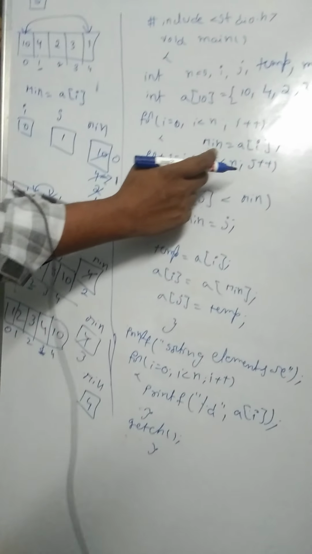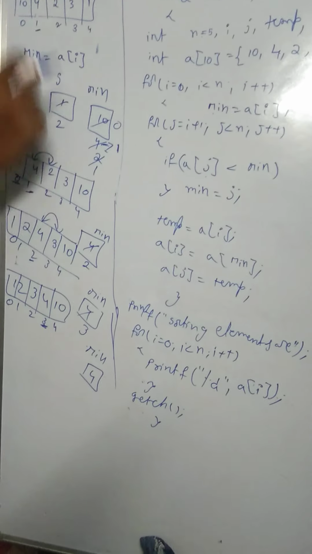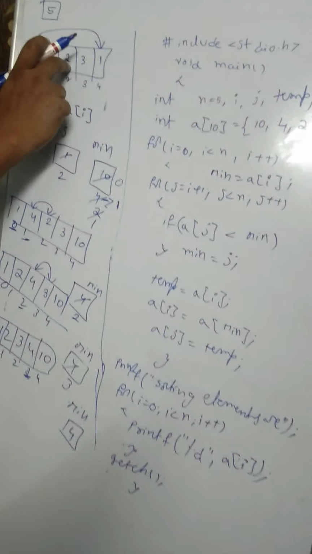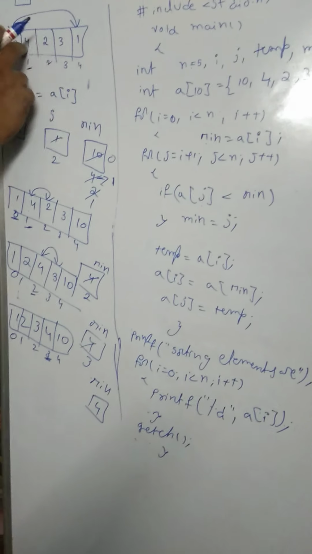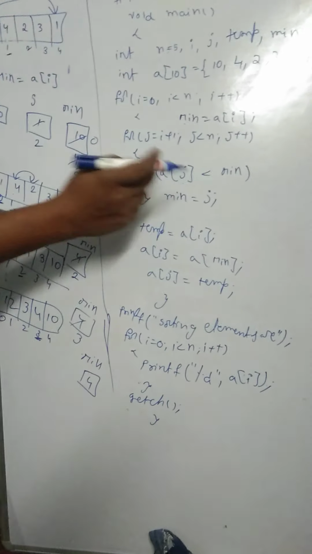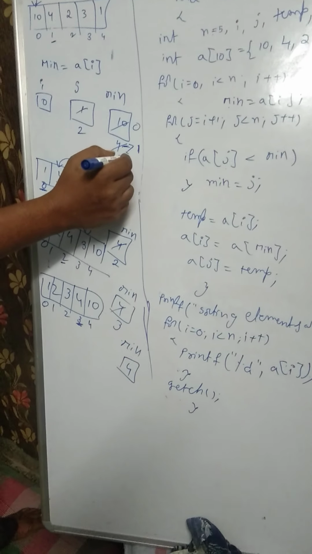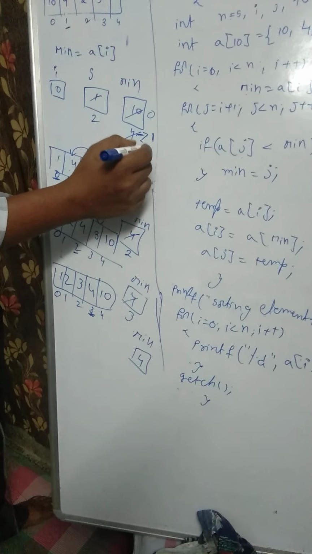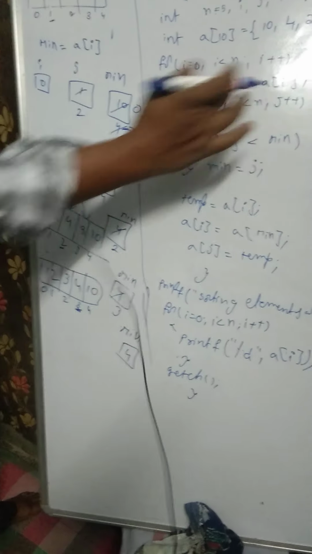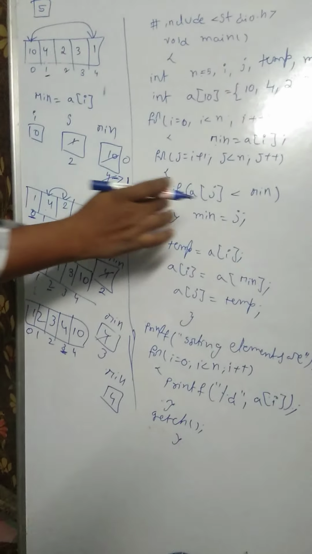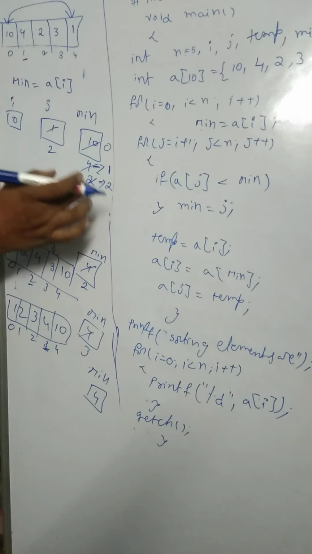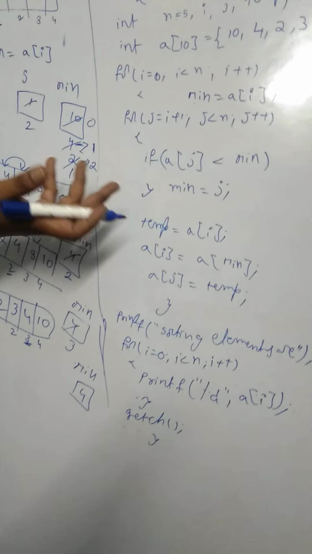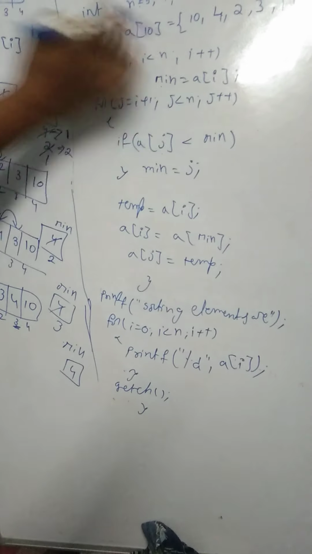Now j is incremented, so the j value is 2. If a of j is less than minimum, what is the value of a of j? 2. What is the minimum value? 4. So 2 is less than 4, so the j value will be stored into the minimum. Here we are storing the position of the element 2. Now again j is incremented to 3. If a of j is less than minimum, what is a of j? 3. What is the minimum value? 2. So no problem.